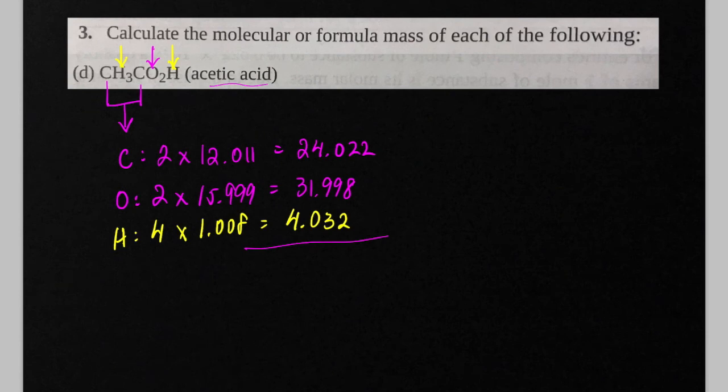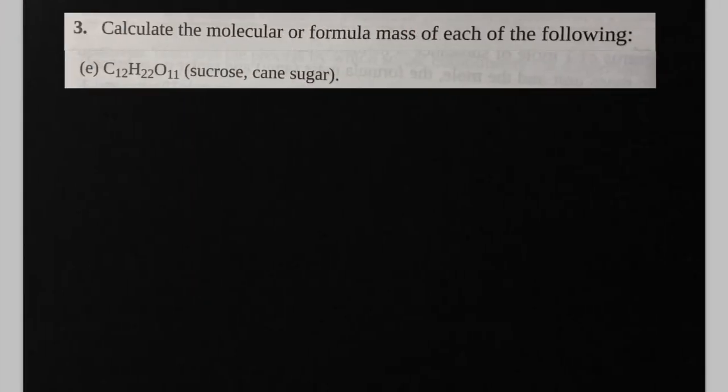Okay. And then, as usual, you want to add up the masses of all the carbons and oxygen and hydrogen atoms in your molecule. So 24.022 plus 31.998 plus 4.032 gives us a total mass of 60.052, and we could write that in units of grams per mole.